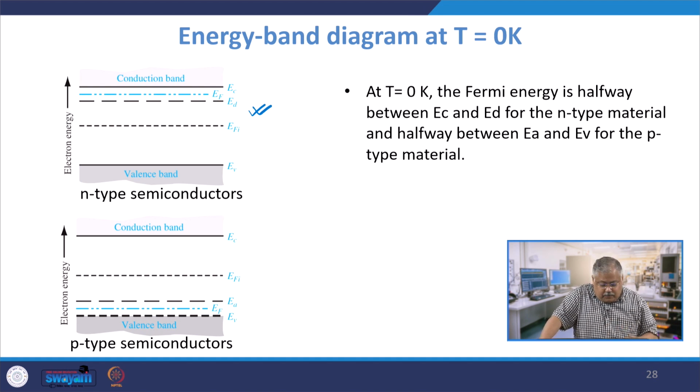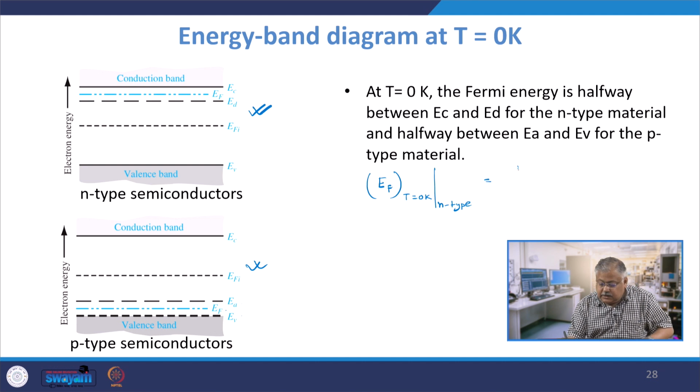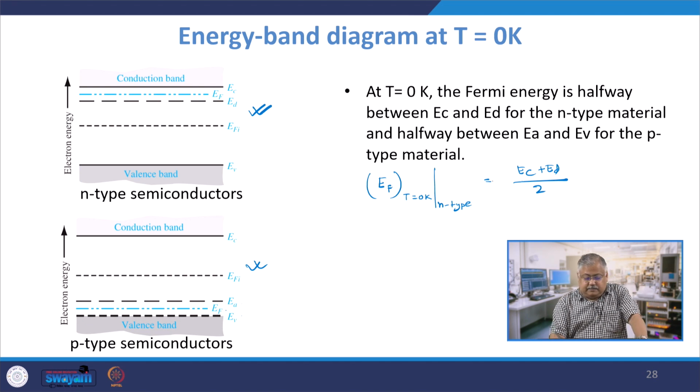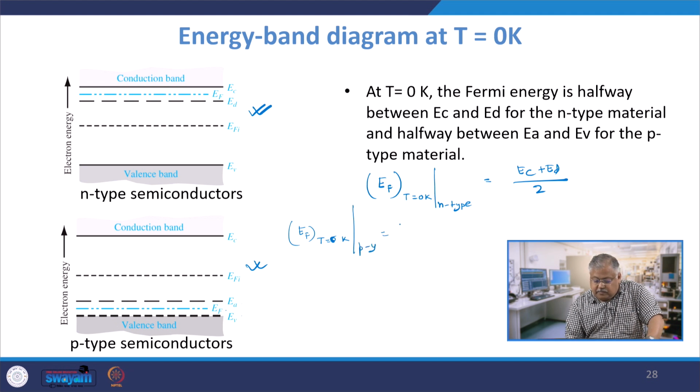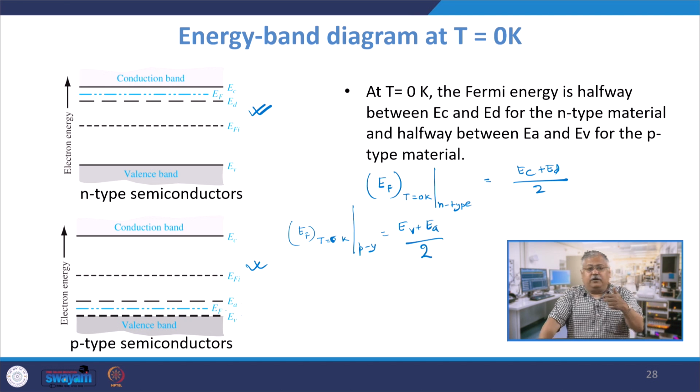Let us go to a P-type material. What is happening in P-type material? Look at the bottom figure here. My Fermi level is midway between EA and EV. So let me write down here, EF at T equals 0 Kelvin for an N-type material is given as EC plus ED by 2, right. EC is the conduction band and ED the donor state, and similarly we write down EF at T equals 0 Kelvin for a P-type material is given by EV plus EA by 2, halfway between EA and EV.